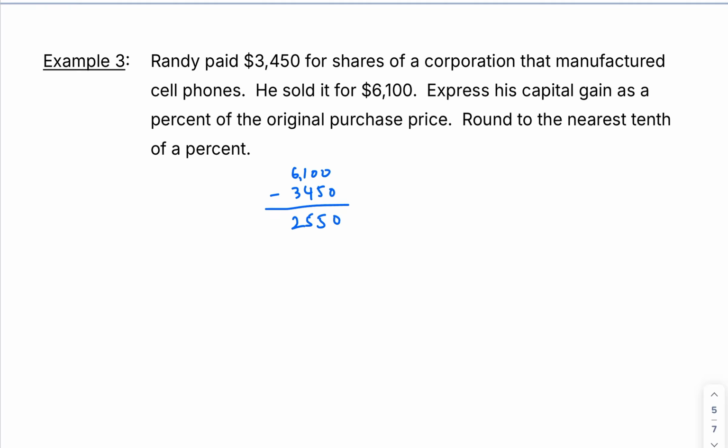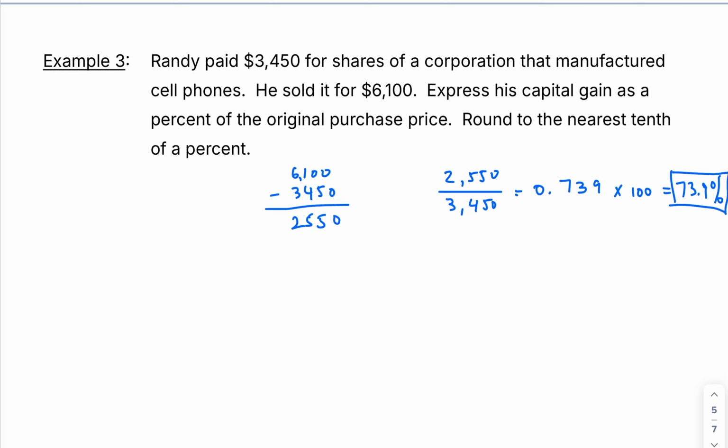And now we're going to take $2,550 and express that as a percent of the original purchase price. The original purchase price that he paid was $3,450. And punching that into the calculator, we see that comes out to 0.739. Okay, now we have to express this in percent, so we have to multiply this by 100, and that works out to 73.9%.